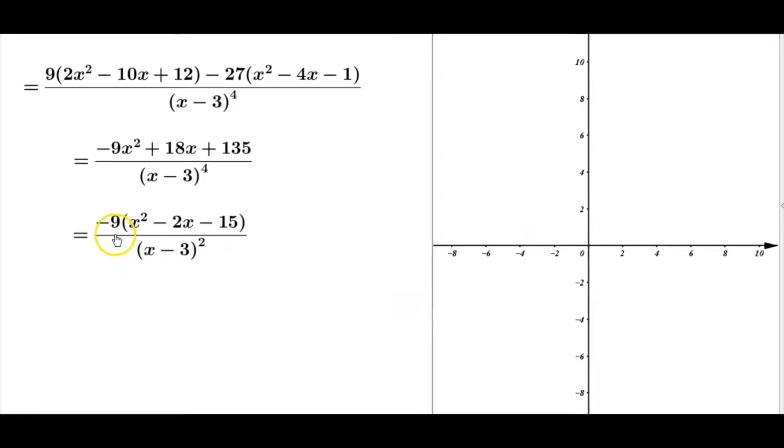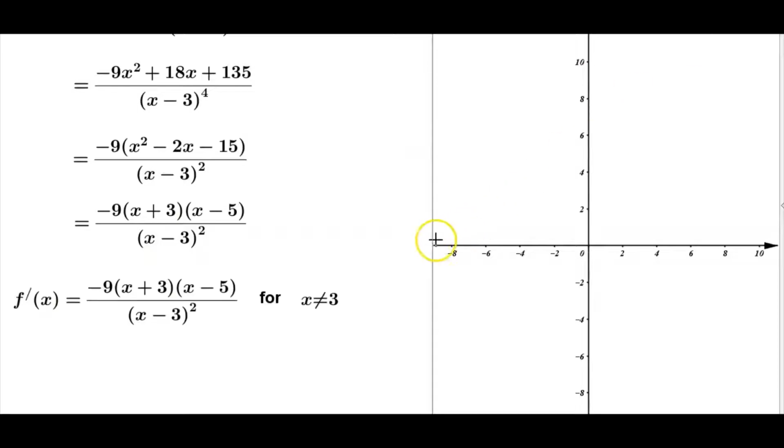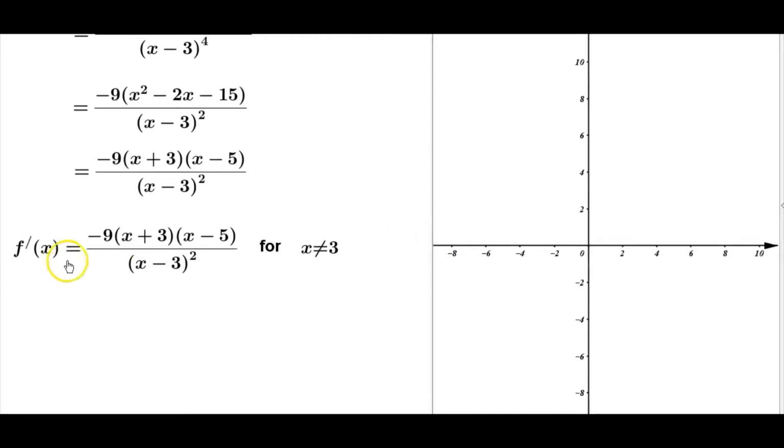This one, minus 9 out of the bracket, (x squared minus 2x minus 15) over (x minus 3) to the power 2. When we factorize this one, minus 9 into (x plus 3)(x minus 5) over (x minus 3) squared. This is the f dash x. F dash x is minus 9(x plus 3)(x minus 5) over (x minus 3) all things squared, for x not equal to 3.